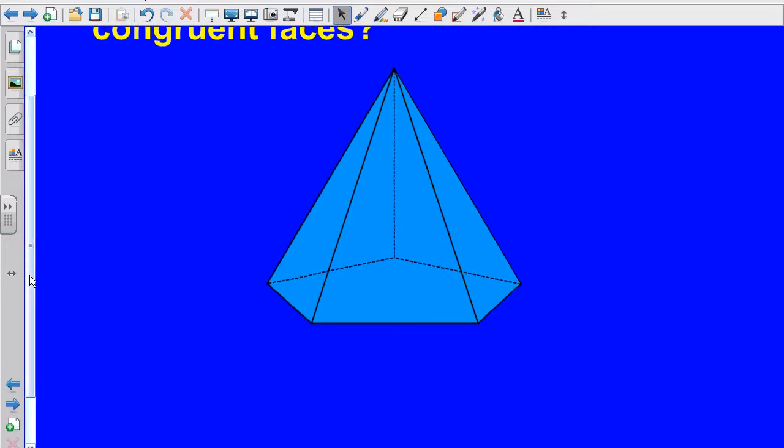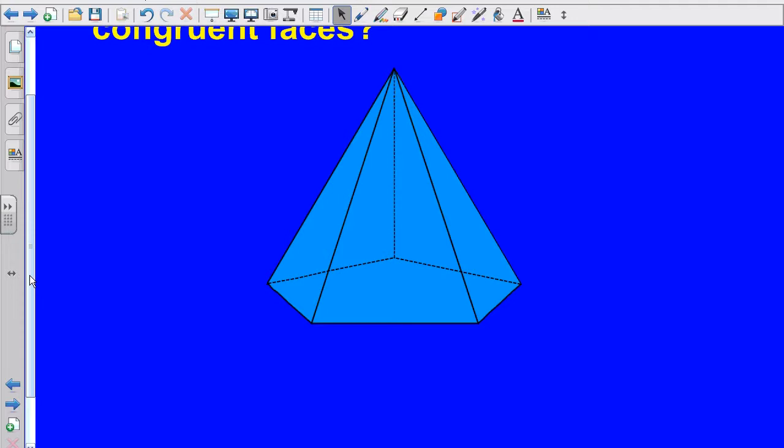Okay, what do you think? This one has six sides. Six what? What are they? Are they congruent?